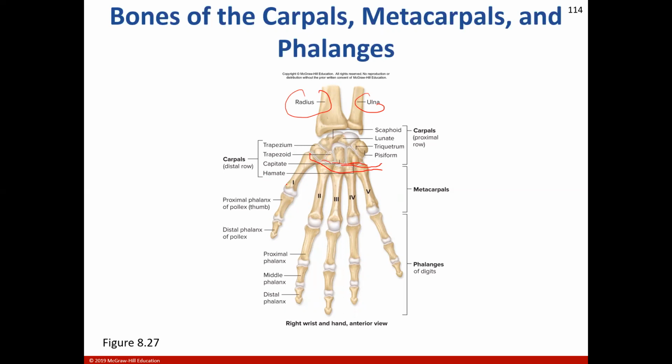Now look, the thumb is here. This is the right wrist and hand, anterior, so your palm's facing up. The thumb is always designated digit 1. The index finger would be 2, the middle finger would be 3, the ring finger 4, and the pinky is the 5th digit. These parts right here are metacarpals, and that's your hand. So the carpal is your wrist. Metacarpal is your hand.